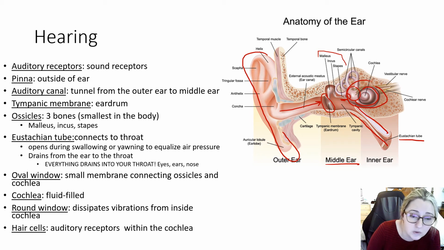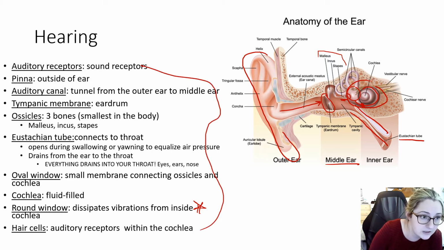Next to, or associated with, the cochlea is going to be the round window. The round window you can't really see very well on this graphic, but it would be somewhere about here. The round window serves the purpose, and this is a very important thing, to dissipate vibrations from inside the cochlea. Inside the cochlea, you're going to have these various structures called hair cells. These are going to be your auditory receptors. So remember these guys up here.